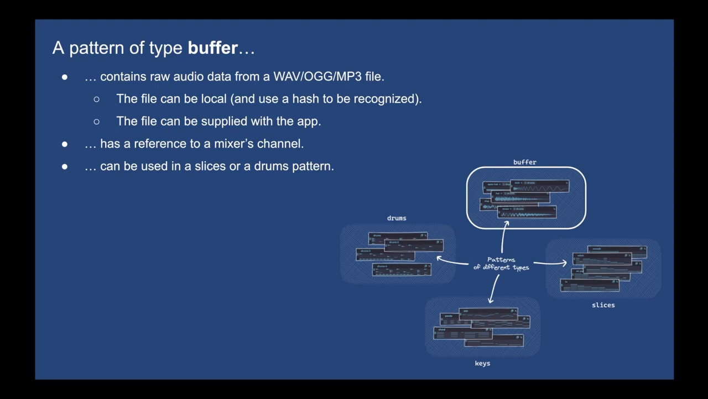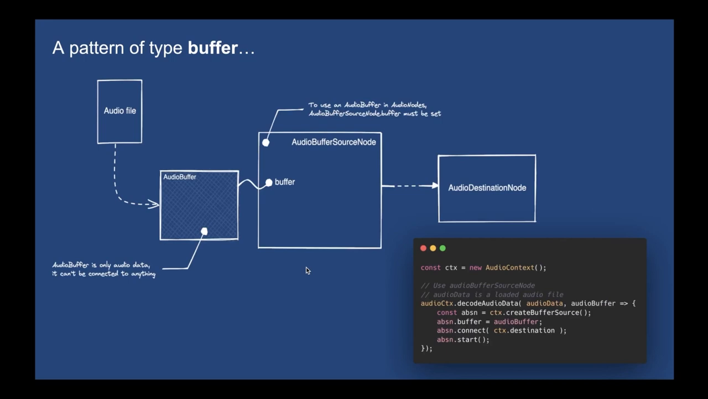How it works from the Web Audio API side. If you remember earlier, we talked about the audio buffer source node. These audio buffer source nodes are needed to play audio data. That's the node used by the buffers patterns. When creating an audio buffer source node, we need to set them an audio buffer. Audio buffers contain an audio data array.